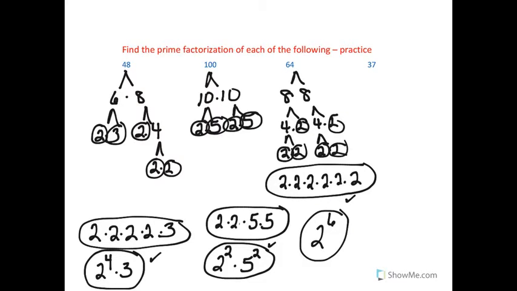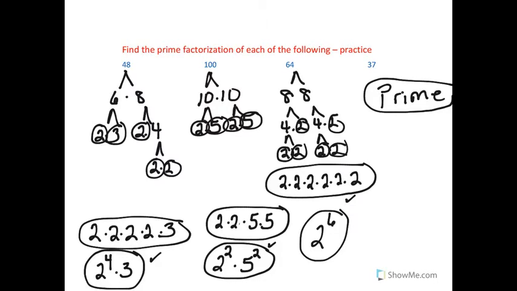37. Doesn't end in a 2, doesn't end in a 5, doesn't end in a 0. If I add 3 and 7, I get 10. That's not a multiple of 3. And 7 doesn't go in, so what we would write is prime. There are no factors of 37 other than 37. And 1 is not prime, so if we want the prime factorization, it can't be done. It is just plain old 37.